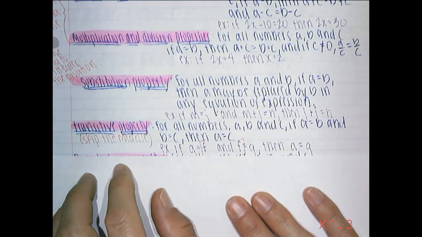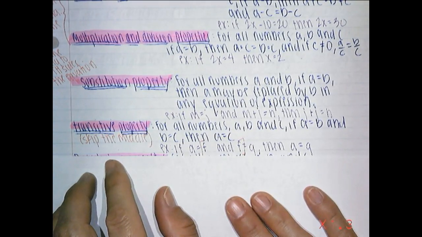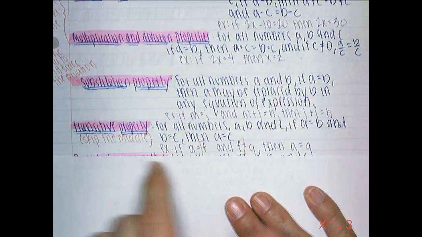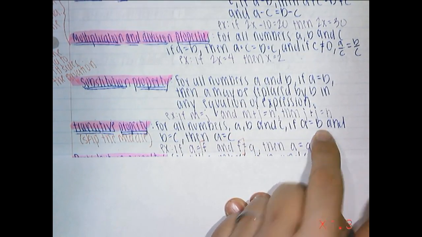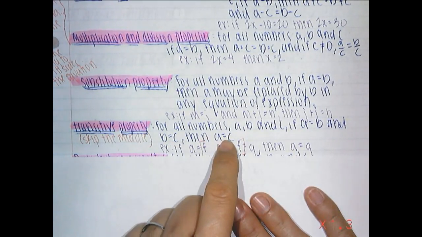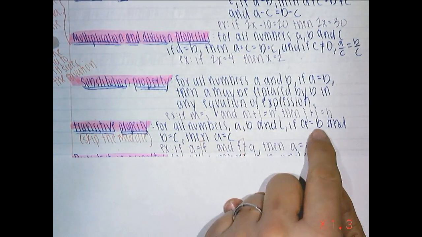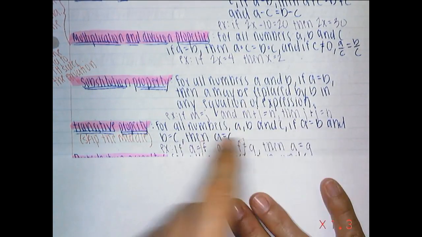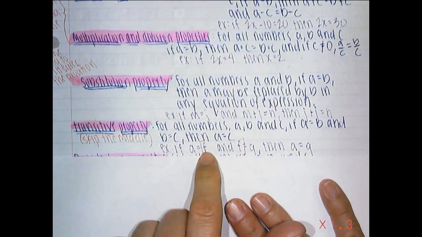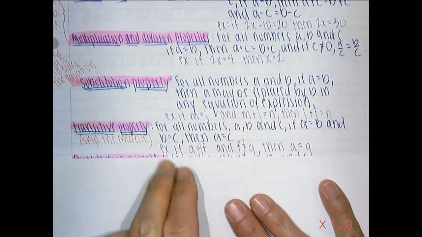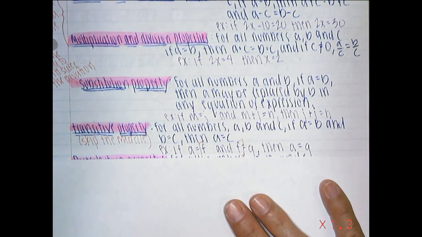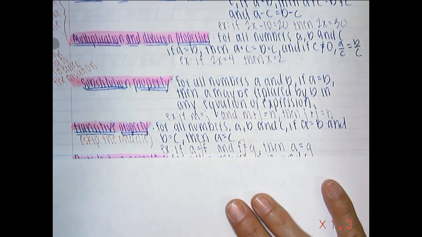Next, I'm going to have the transitive property. What it states is very similar to the law of syllogism, basically the same thing. For all numbers a, b, and c, if a equals b and b equals c, then a equals c. So like the law of syllogism, we have this common term, right? And we eliminate the common term. So if a equals f and f equals g, the two common pieces, the f's, we're going to get rid of, and we're going to say that a equals g. That is the transitive property. You will be using it a lot in your proofs.